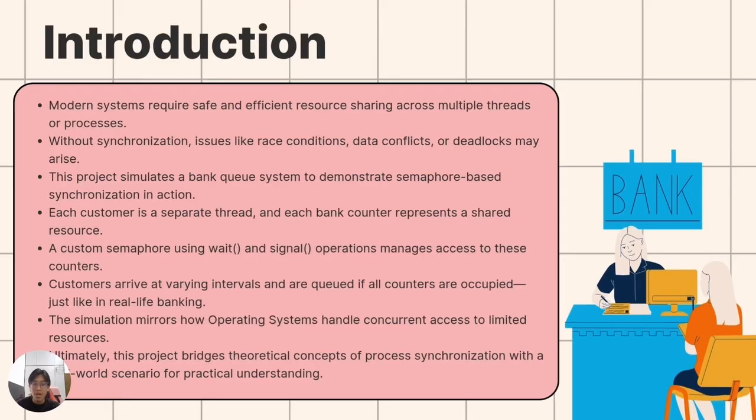Each customer is a separate thread, and each bank counter represents a shared resource. A custom Semaphore using wait and signal operations manages access to these counters. Customers arrive at varying intervals and are queued if all counters are occupied, just like in real-life banking. The simulation mirrors how operating systems handle concurrent access to limited resources. Ultimately, the project bridges theoretical concepts of process synchronization with a real-world scenario for practical understanding.